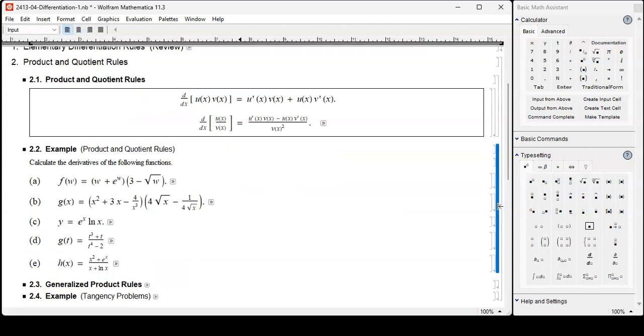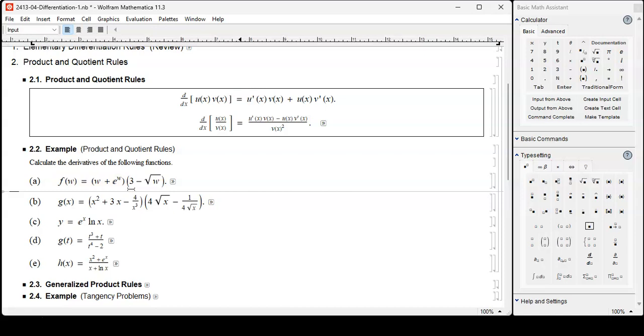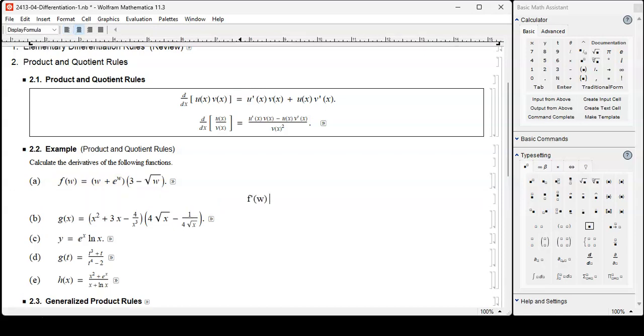Okay, let's go to a couple of examples here. What's the derivative computation here? Well, the first function, that's u, and that's v. So it's going to be this form, u prime v plus u v prime. So the derivative of the first function times the second function, plus the first function times the derivative of the second function. That's the structure.